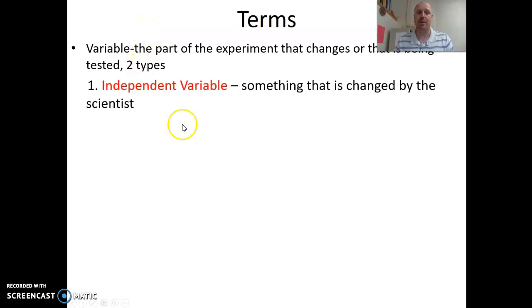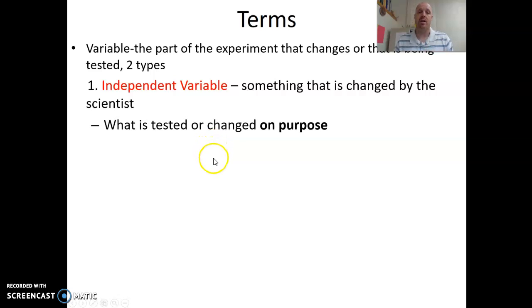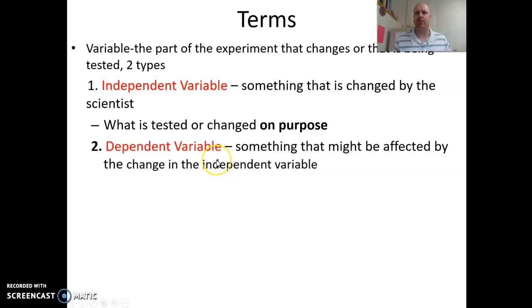So the first one we talk about is the independent variable. This is something that's changed by the scientist. I always remember the independent variable because I, with the I, am independent. I'm the one changing the things in the experiment, okay? The independent variable is the one that's changing because I changed it. So it's also what's tested or changed on purpose. All right, we'll do some different examples later on after we get done with these terms to help flesh all this out for you guys.